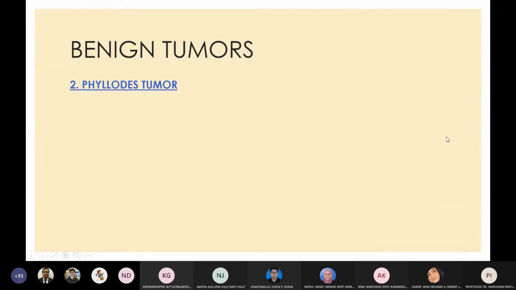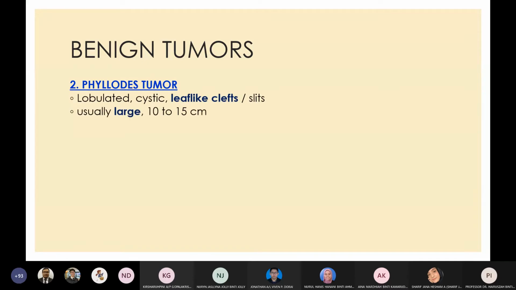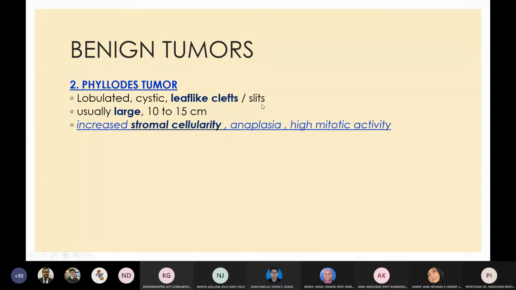All right. This is the other benign tumor that you should be aware of. It's called phyllodes tumor. What is it actually? It's basically quite similar to fibroadenoma, but there's so much more stromal tissue, because there's a lot of stromal cells, that it grows much bigger. Usually they're very large, 10 to 50 cm, and they grow into slit-like, leaf-like structures because of the excessive and abundant stromal tissue. I'll show you a picture of what this means.